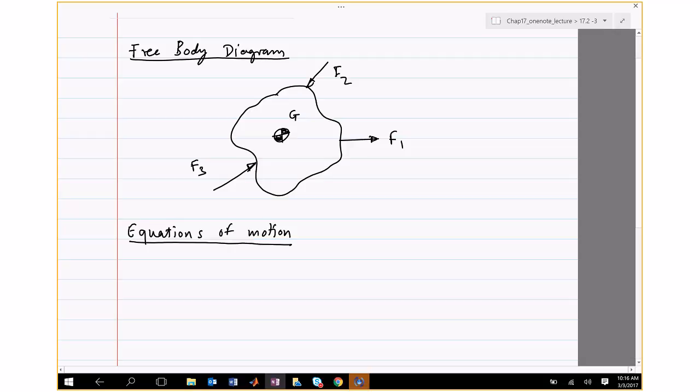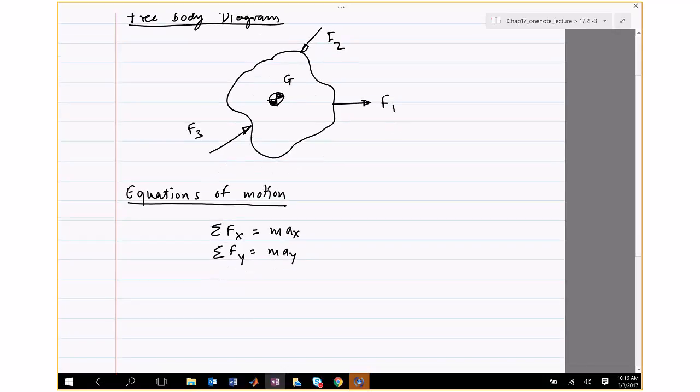For a particle, we saw that there are just two equations. One is for equilibrium in the x direction. But for a rigid body, we have three equations. The first one is equilibrium in the x direction. The second one is equilibrium in the y direction. And the third one corresponds to rotary motion. So this is the external moments about the center of mass G equals I times alpha. This will become clear when you do problems.